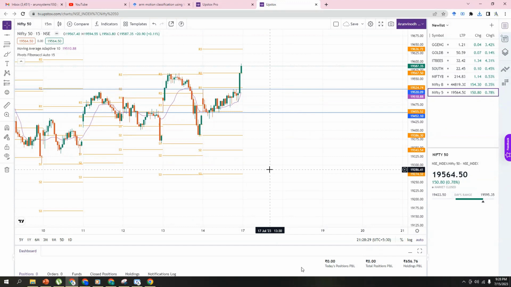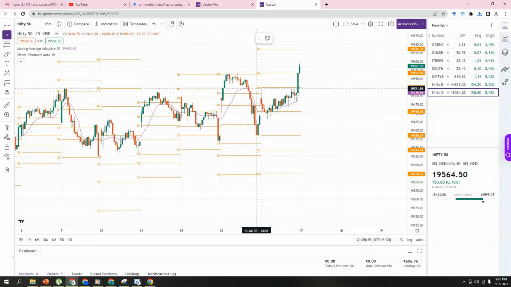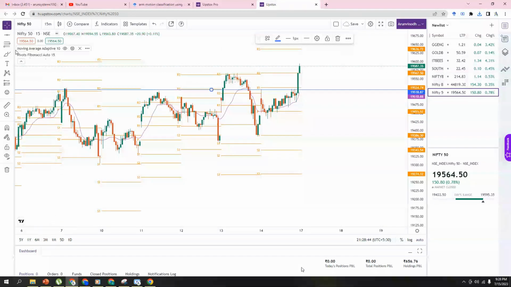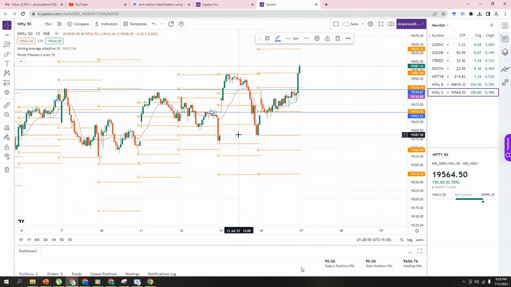Okay. So yesterday is the 14th. Let me remove all the drawings. So let me mark the high, this is the high, and this will be the low. Opening range high and opening range low.